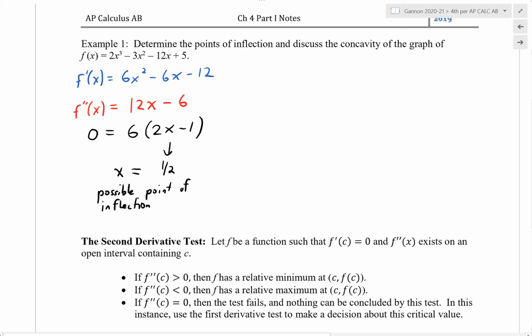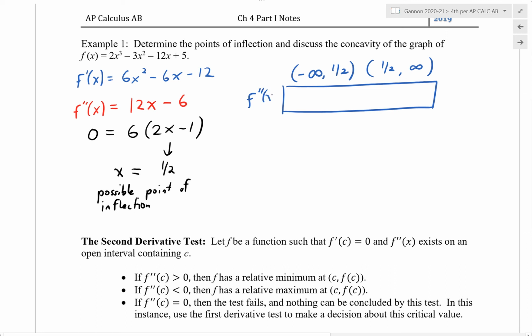So what we're going to do is go back and make a sign table, but this time we're going to use the second derivative. So we're going to look at from negative infinity to 1/2 and 1/2 to infinity. We're focusing on the second derivative, so I always like to write f double prime there so I know we're doing the second derivative, not the first derivative. If we look at the factored form right here, I know that 6 is positive, so the sign is really going to depend on what's going on here. If it's positive, you end up with a positive second derivative. If it's negative, you end up with a negative second derivative.